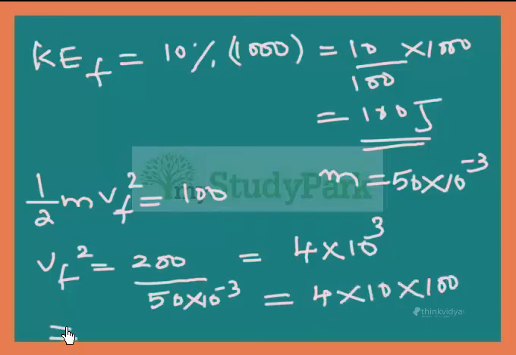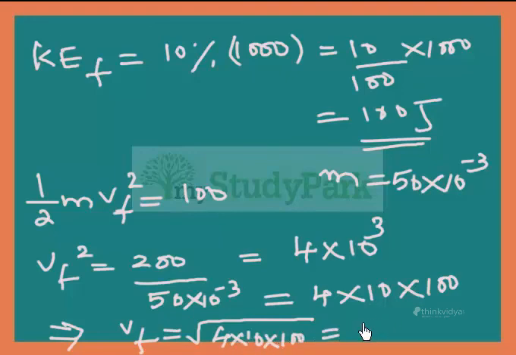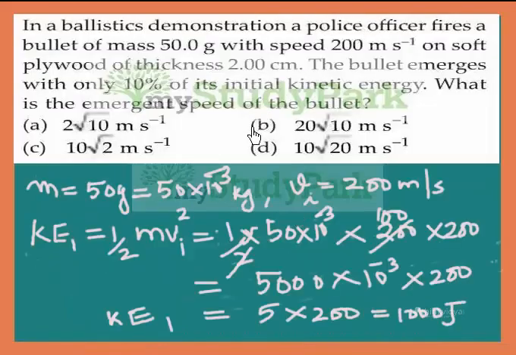So which means that you get a value of Vf, which is the square root of 4 into 10 into 100. So square root of 4 is 2, square root of 100 is 10, and then you get the value of root 10. So you get the value as 20 root 10 meters per second.